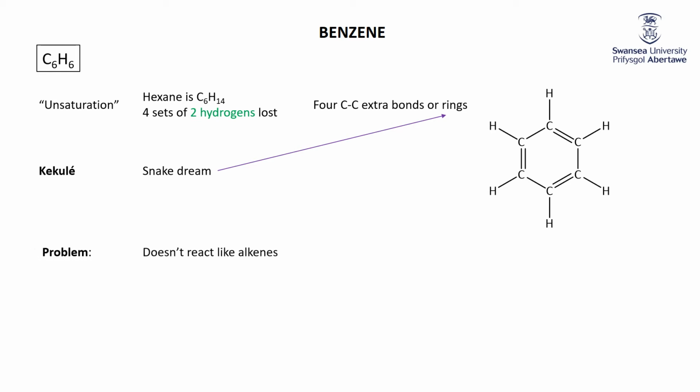Trouble is, of course, that it doesn't react like you would expect if it was just an alkene. We've got 3 carbon-carbon double bonds, so it should react like 3 alkenes, but it doesn't. So why doesn't benzene behave like it just has 3 carbon-carbon double bonds? Well, let's have a look at the bonding in terms of orbitals to get an explanation for that. We're thinking of it as being localized double bonds. So in other words, there is a double bond here, single bond there, double there, single, double, single.